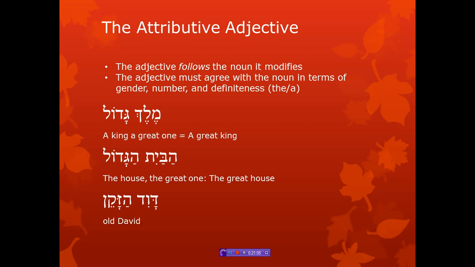Last one is old David, David Hazakain. The reason I put this one up here is to demonstrate that definite nouns such as David, which is a personal name, will also get the definite article on their adjectives. That's why Hazakain has the definite article, even though we would never say Ha-David. David alone is inherently definite. So old David, that's how you would say this.